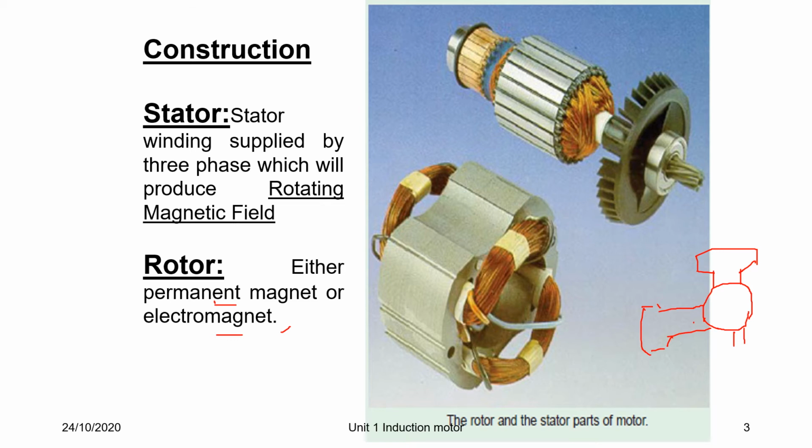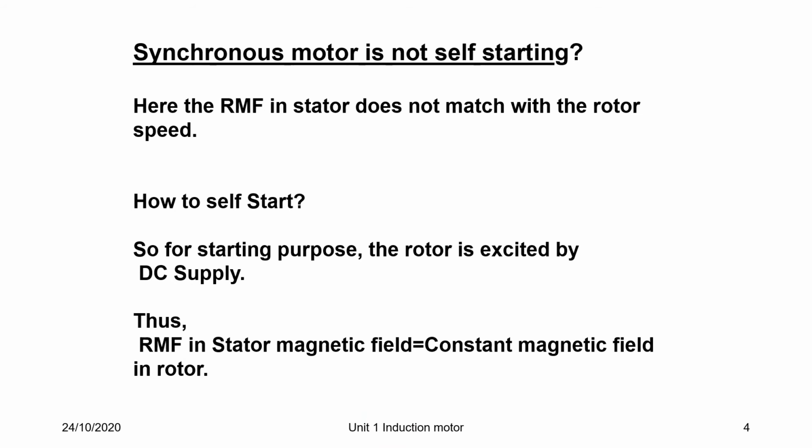This synchronous motor is also not a self-starting motor, because the rotating magnetic field in the stator does not match the rotor speed. So how do we start it? We have to excite the rotor field by a constant DC supply, a DC voltage.